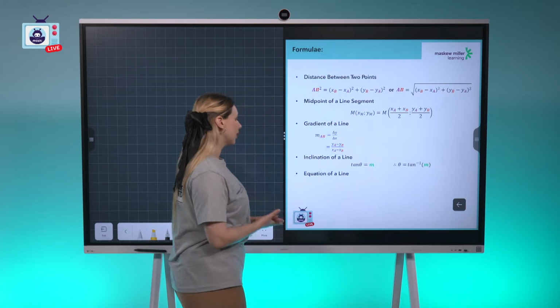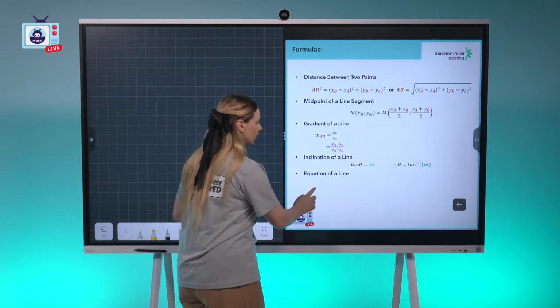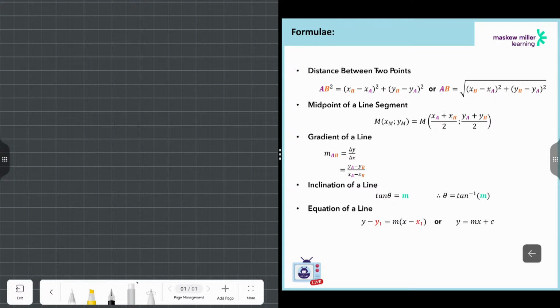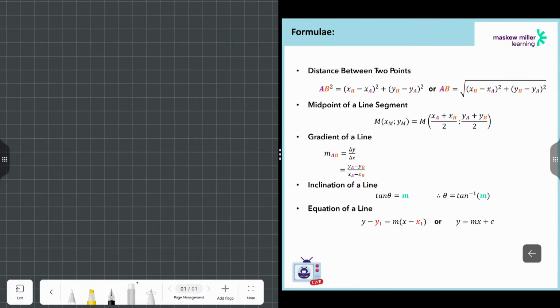All right, the next one is the equation of a line, and there are two formulas here. They both appear on your formula sheet. This one is called the point-slope formula, where we have a point, your x1, y1, and a slope. Your slope is your gradient, the m value here. You sub your point in, sub your slope in, and then simplify to get your equation of a line. The other one that you know and love is simply y equals mx plus c, where m is your gradient and c is your y-intercept.